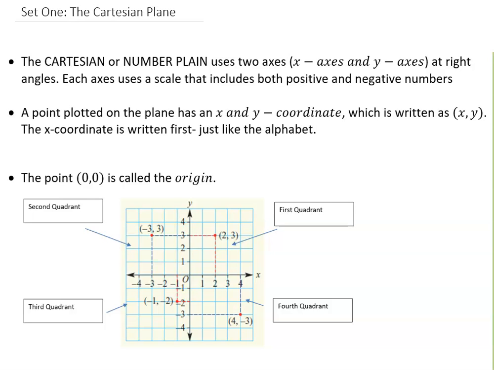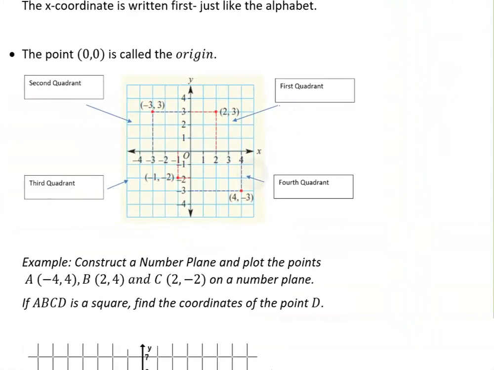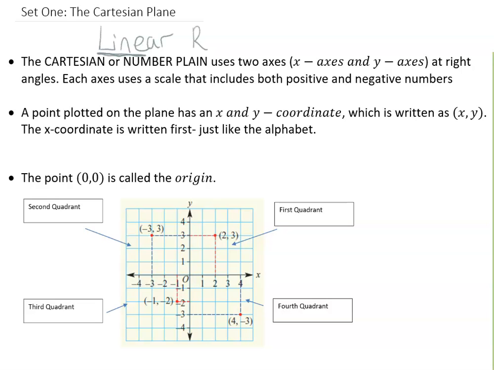Set 1, the Cartesian plane. Okay, so we're going to begin looking at linear relationships. And what that means, if we have a look at the words linear relationships, linear basically means we're looking at lines. Linear, if you have a look at the first 4 letters, it spells the word line. So when we look at linear relationships, it just means that we're looking at some sort of relationship that forms a line when we plot it.